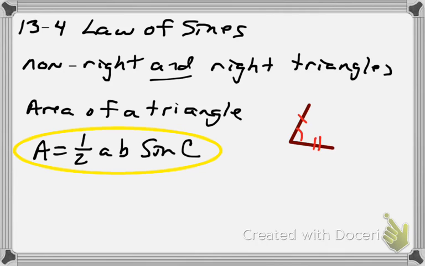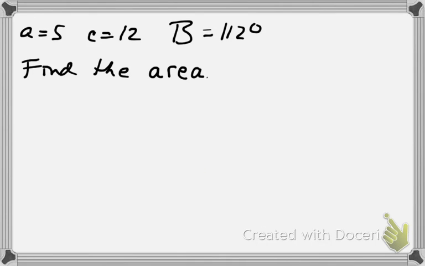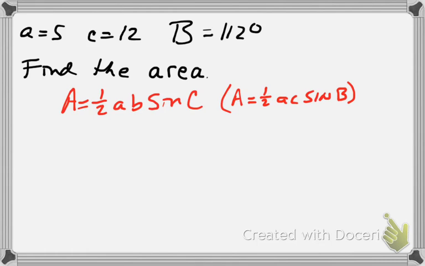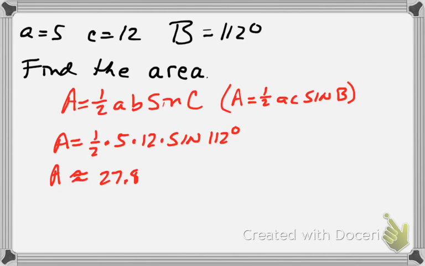Okay? So looking at an example, finding the area of this triangle, all you do is simply plug the numbers in. In this case, it wouldn't be that. It would be 1/2 AC sine B. It's all the same formula. You simply plug in the two sides and the angle, and you type that out in your calculator. And it gives you the area of the triangle. 1/2 times 5 times 12, that's 30. 30 times the sine of 112 is approximately 27.8. I didn't give you units, but if I did centimeters, you would put square centimeters, say.